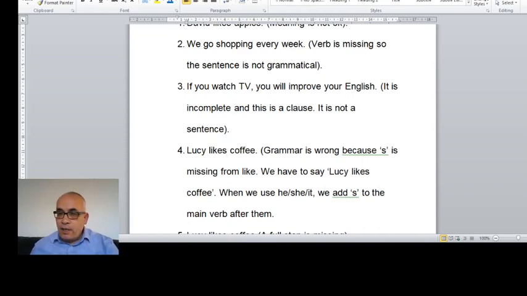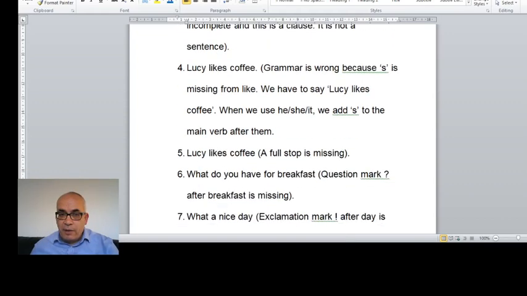Now, if we move to number 5, Lucy likes coffee. You listen to this, you think it's correct, but it's not a sentence because you've got a full stop missing after coffee, and I'm going to type it. Now it is a correct sentence. The full stop was missing. I put a full stop and it is correct. So if you write a sentence, remember to put a full stop at the end of the sentence.